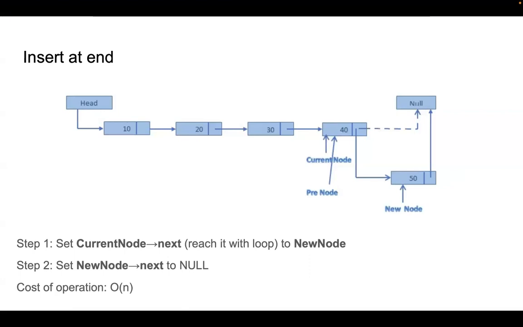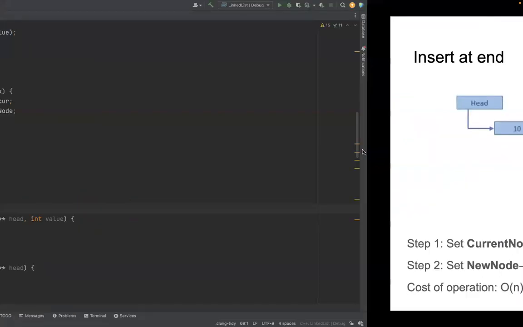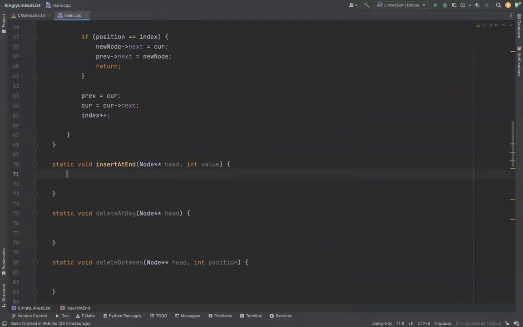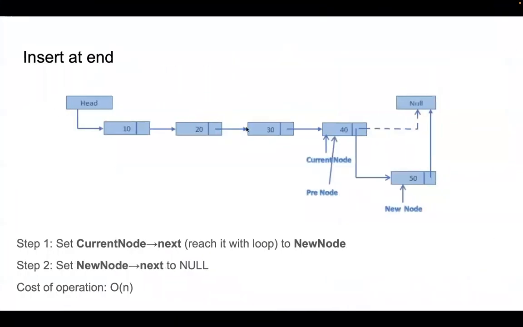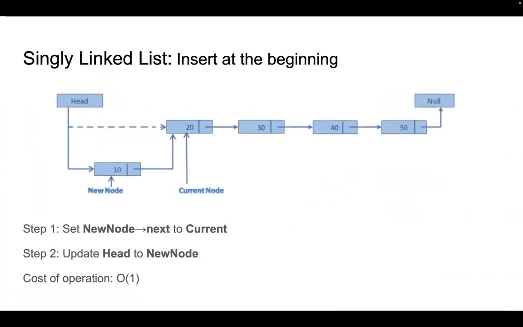So it's O(n) operation. So let's implement it here. Of course, we have to consider some special cases. For example, if head is null, that means the linked list is empty, so we have to call our insert at beginning function. We have to insert at the beginning, so we don't have to write the code again. I mean, for the implementation of insert at beginning, we just have to call this function.